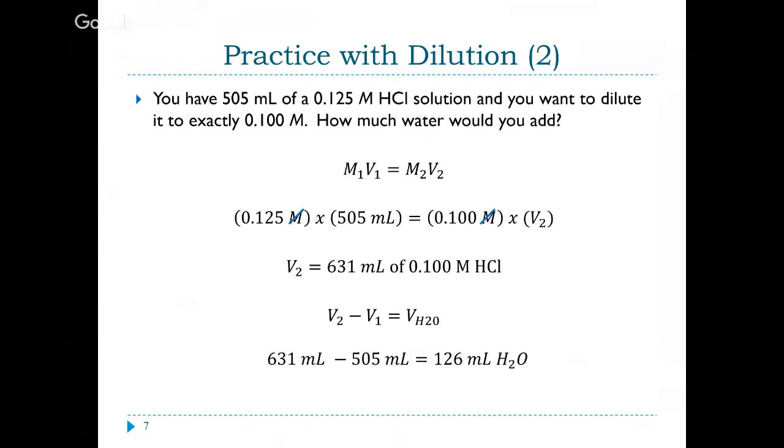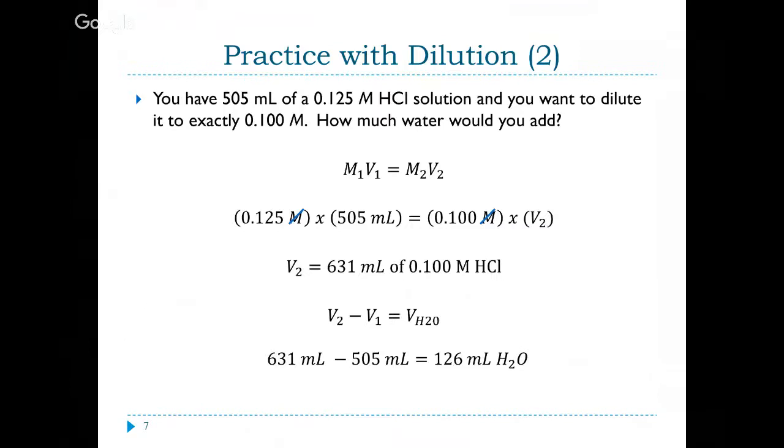You have 505 milliliters of a 0.125 molar solution of hydrochloric acid. You want to dilute it to exactly 0.100 molar. How much water would you add? So once again, we identify our initial molarity and volume, and we see that we have a final molarity that we want to get to. So we plug things in, and our M1V1 equals M2V2. So 0.125 molar times 505 milliliters divided by 0.100 molarity tells us that the final volume of our solution would be 631 milliliters.